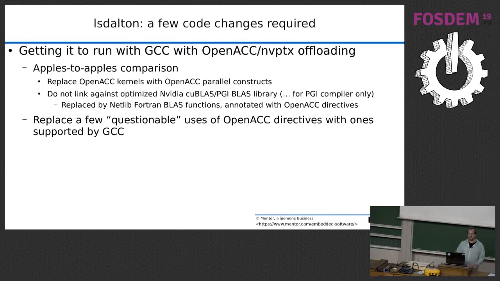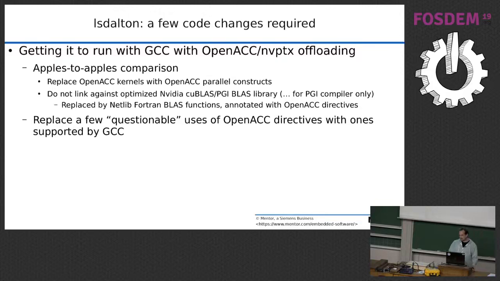Then we replaced some of the code in the application, agreeing with our customer, because we wanted to do an apples-to-apples comparison. And as I said, the kernels construct support in GCC is not yet as good as for the parallel construct, so we replaced these regions.